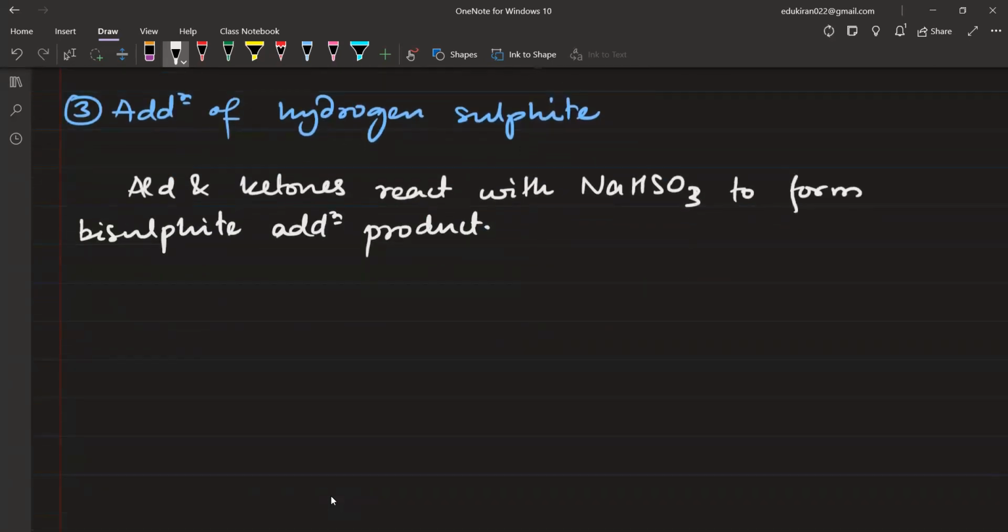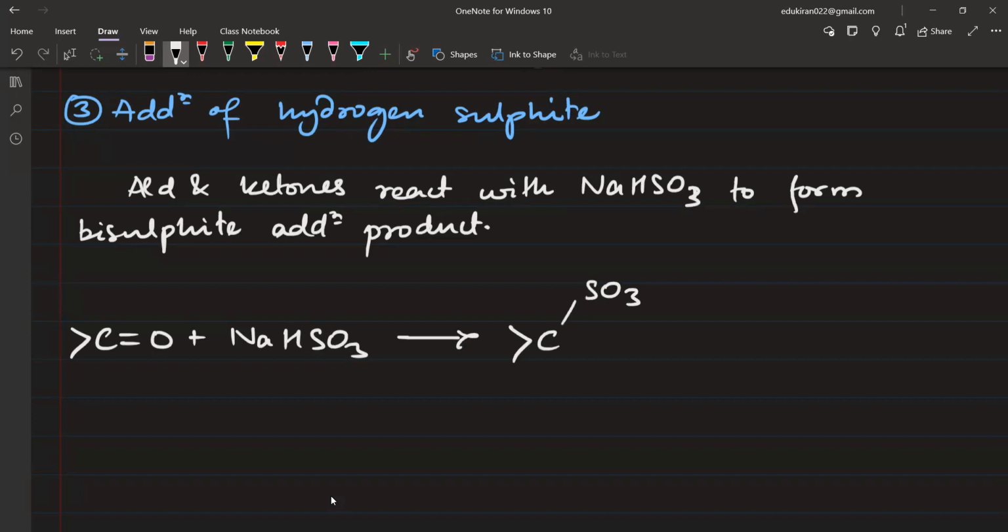Now let us look at the reaction. We have the carbon with its two bonds as it is, double bond O, plus we have NaHSO3. So obviously here the sulfur is going to attack the carbon because it is the central atom and also has a lone pair of electrons. So the carbon atom will be added with SO3H on one side, and on the other side it will have O negative with Na positive, ONa.